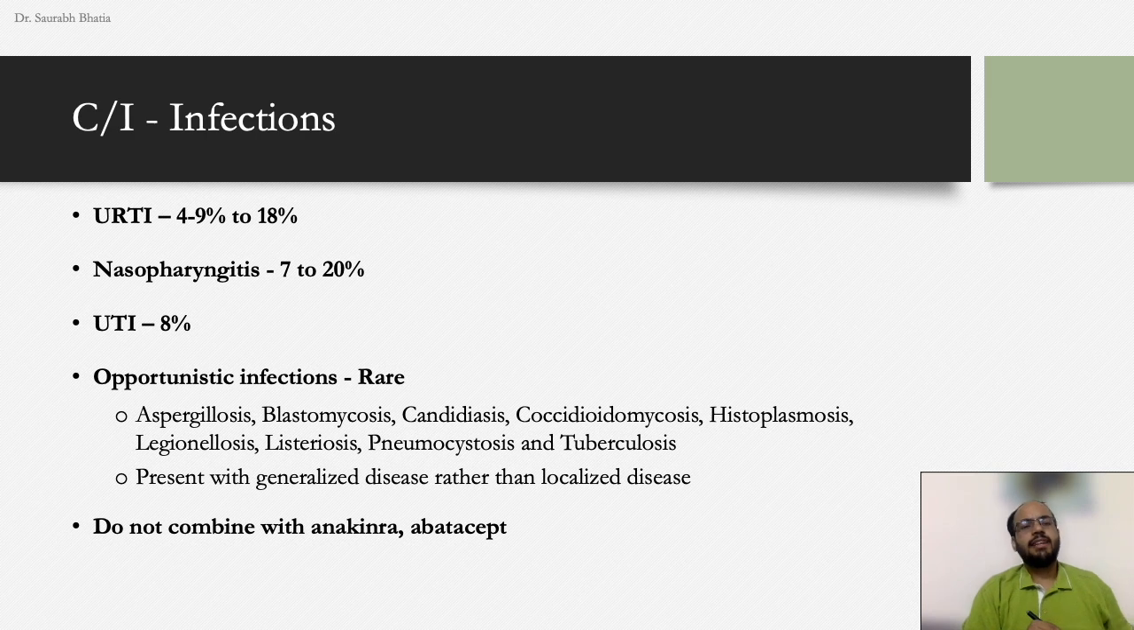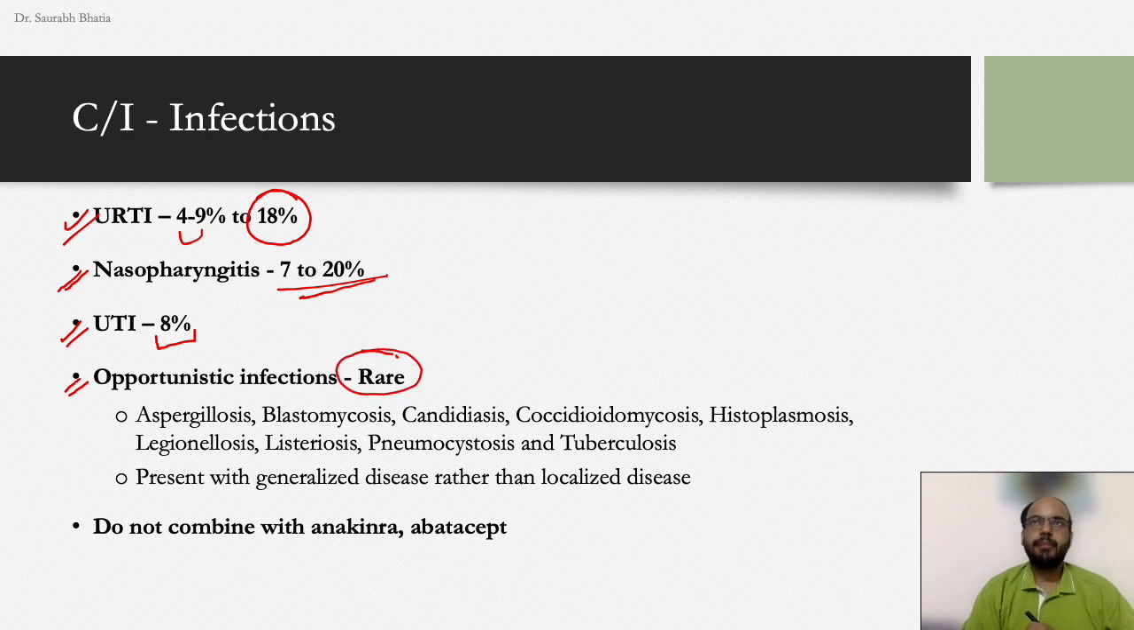Infections are one of the most common side effects seen with Certolizumab, majorly the upper respiratory tract infection, which is seen in 4 to 9% to as high as 18%. Now, this is one side effect which is much more common in Certolizumab as compared to other TNF-alpha inhibitors. Specific infections like nasopharyngitis have been seen in 7 to 20% of patients. Urinary tract infections are seen in about 8% of patients. Opportunistic infections are very rare in Certolizumab. Remember that previous TNF-alpha inhibitors like etanercept, Adalimumab, infliximab do show a lot of reactivation of prior infections or newer opportunistic infections, but it is found to be extremely rare in Certolizumab.